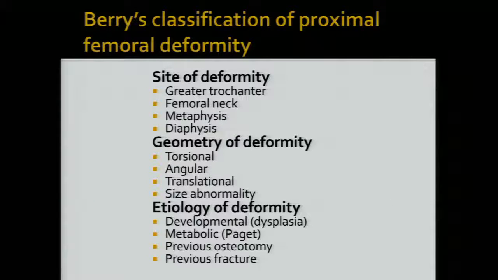The Berry classification describes the femoral deformity based on location, geometry, and etiology. This classification is useful to help guide the treatment. All these factors are interrelated. However, the choice of surgical technique and implant is mainly determined by the exact location of the deformity. In detail, the location divides into the greater trochanteric area, femoral neck, metaphysis, and diaphysis area.